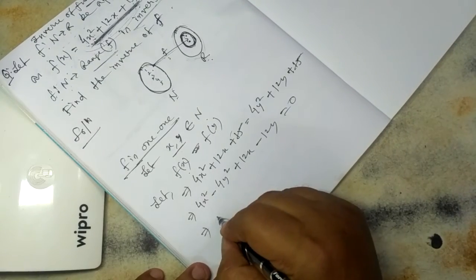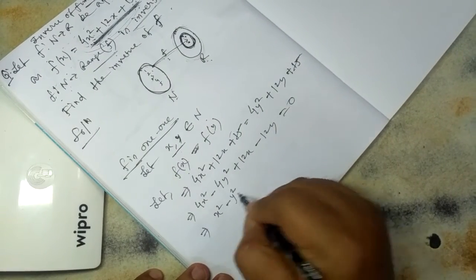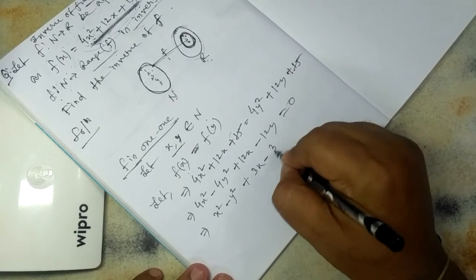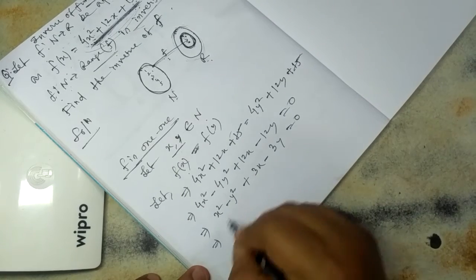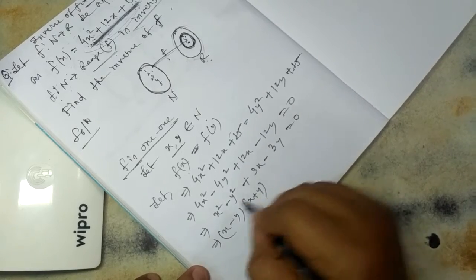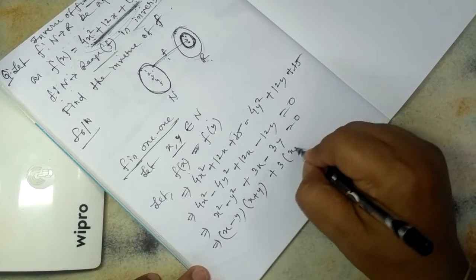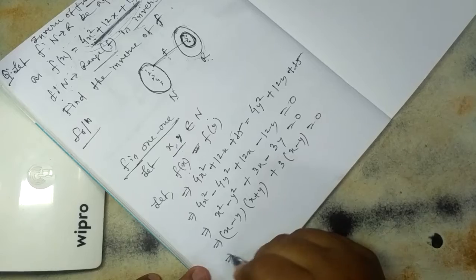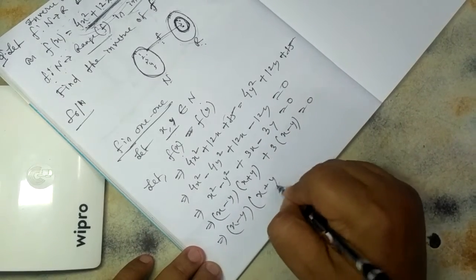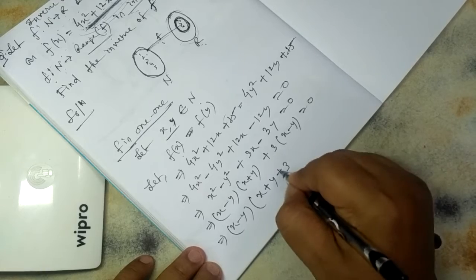Divide by 4 throughout. So x square minus y square plus 3x minus 3y equals 0. So (x minus y) into (x plus y) plus 3 into (x minus y) equals 0. So x minus y is common, and it is going to be (x minus y)(x plus y plus 3) equals 0.